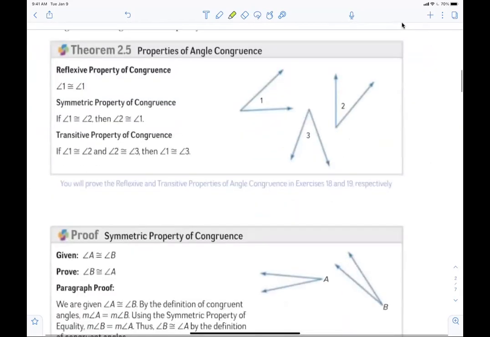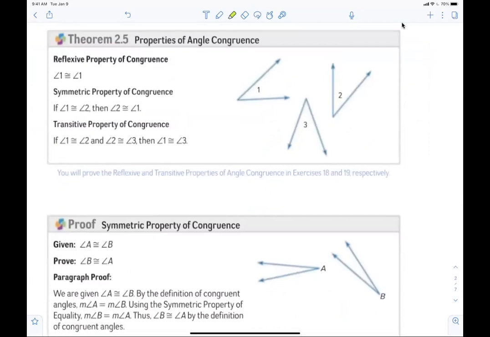All right, here we go for the next one. Now, again, we've kind of already discussed this. Angle 1 is congruent to angle 1 because of the reflexive property. If angle 1 is congruent to angle 2, then angle 2 is congruent to angle 1. That's the symmetric property of congruence. And again, the transitive property holds true also. If angle 1 is congruent to angle 2 and angle 2 is congruent to angle 3, then angle 1 is congruent to angle 3. All right, all those properties hold true. So in the previous section, we did segments, and now we're doing what? Angles. That's it. That's the big difference.